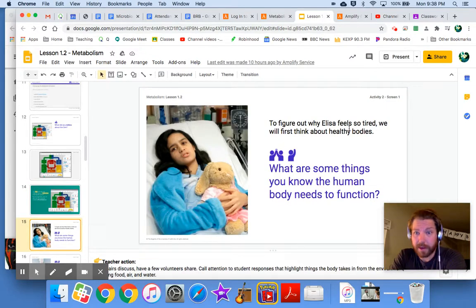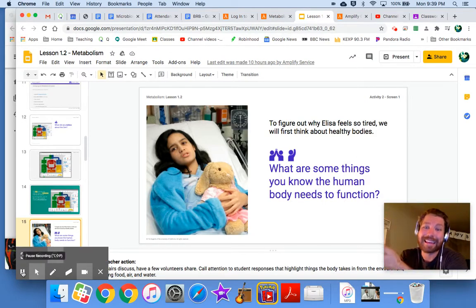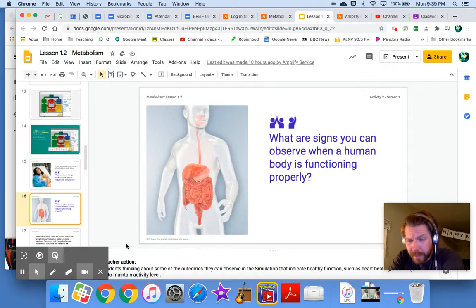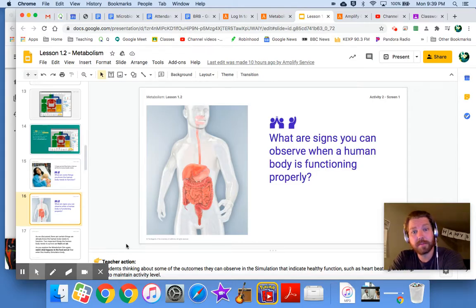So to figure out why Lisa is so tired, we first need to think about healthy bodies. What are some things the human body needs to function? Go ahead and pause right now and just think of that question. What does the human body need in order to function? Let's think of this next question. What are some signs you can observe when a human body is functioning properly? If someone's body is functioning properly, how can you tell? What do you notice? Sometimes it's easier to tell when a body's not functioning properly because you can see that something's wrong. But what about when something's right? When a body is functioning normally, what does that look like in a human?